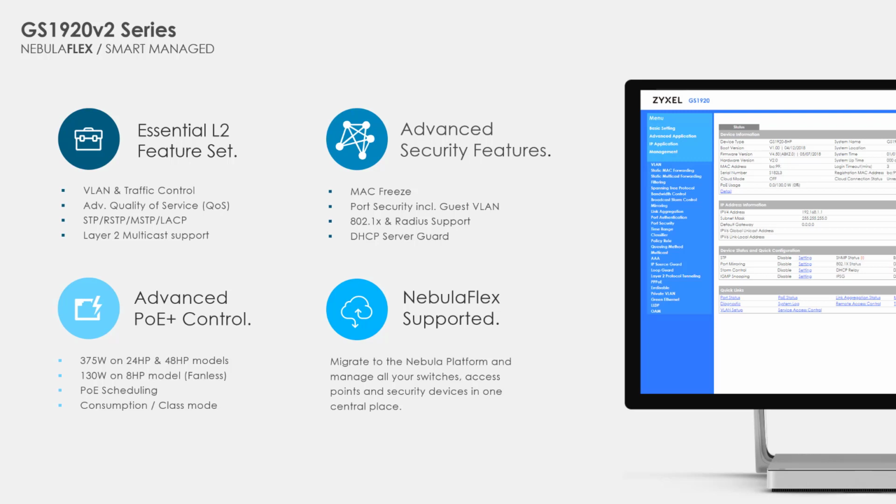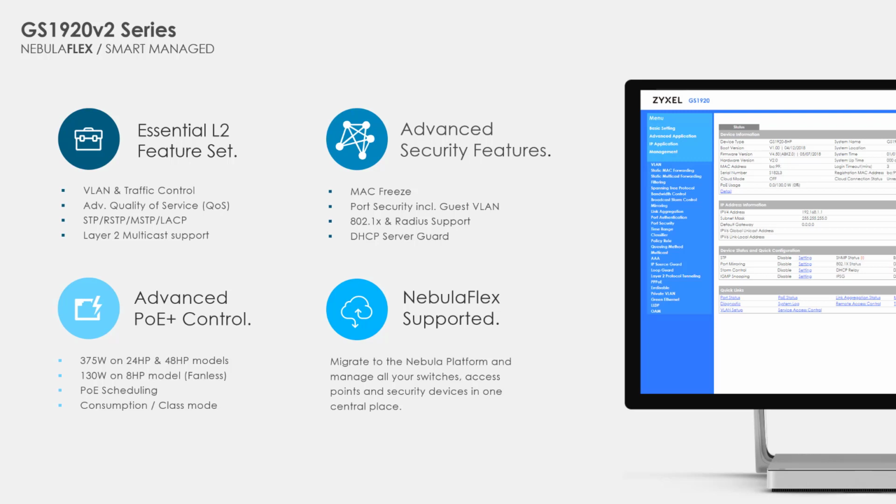We have some advanced security features like the MAC freeze we described before, port security including a guest VLAN, 802.1x and RADIUS support, as well as DHCP server guard, which allows you to set up the switch to deny access to other DHCP servers being added to a network, to disallow rogue DHCP servers to take away the traffic, which is a bit of a security risk especially in public networks. We have advanced PoE Plus control, so 375 watts on the 24 HP and 48 HP models, 130 watts on the 8 HP model, as well as PoE scheduling, consumption and classification mode, which was discussed at the beginning.